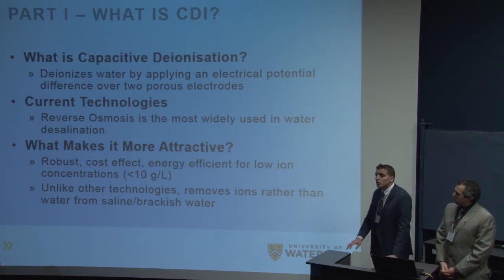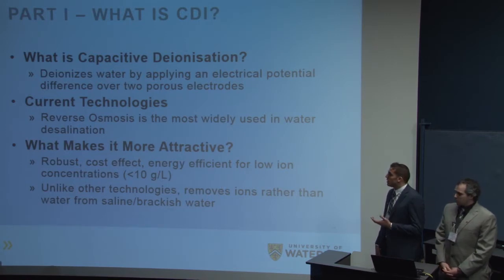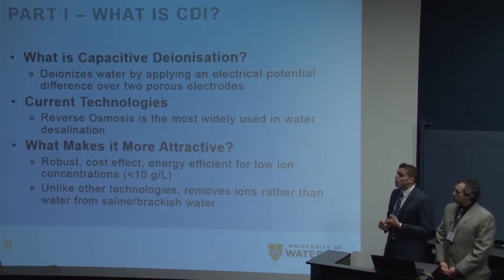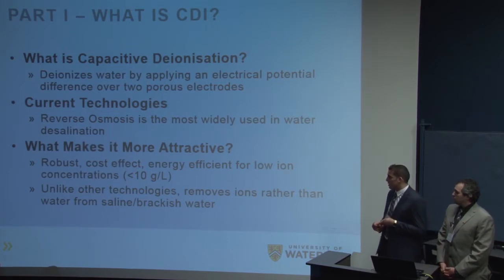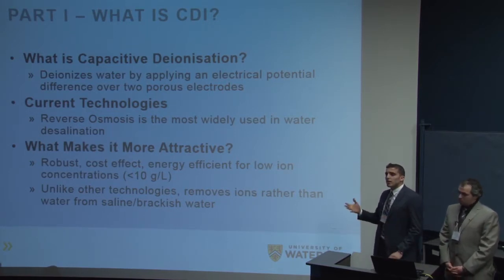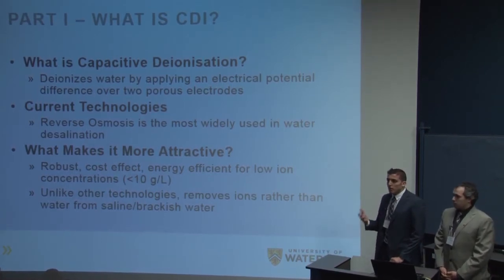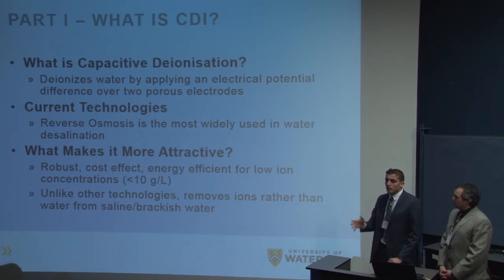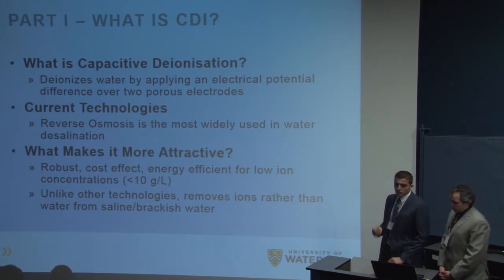The current technology used for desalination is reverse osmosis. And reverse osmosis, I'll go into more detail about it, but it's a very energy-consuming process. And as I said, CDI is more attractive because it's robust, cost-effective, and energy efficient for low ion concentrations. And unlike many of the other desalination technologies, it's removing the minor constituent. For example, in reverse osmosis you're removing the water out of the salt, whereas in CDI you're removing the small component, which is the salt ions.